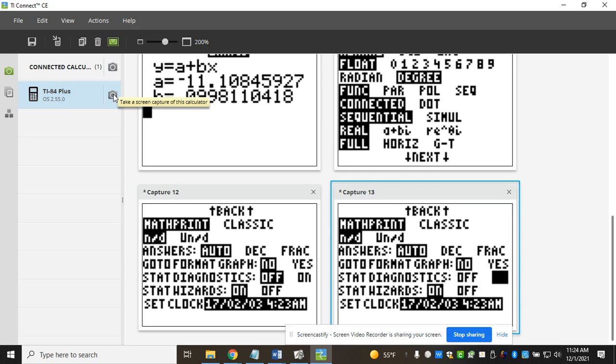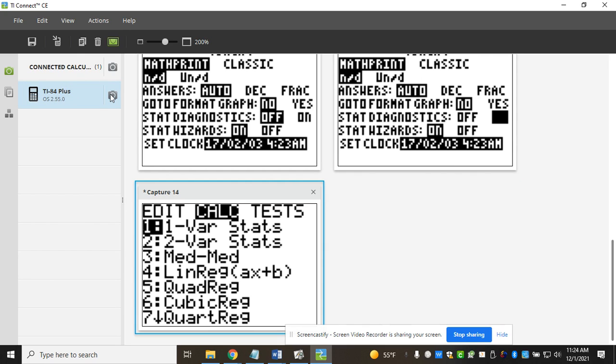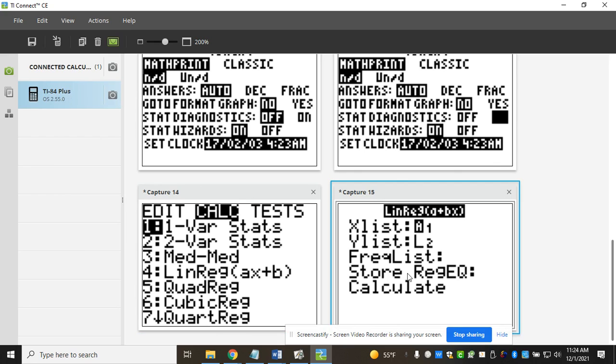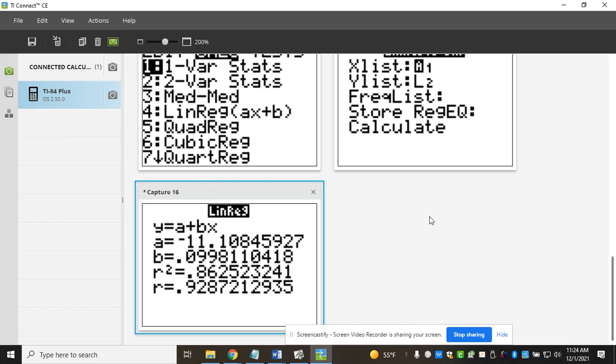I'm going to go back and do the exact same thing I just did. Go to stat, go down to 8, click the exact same buttons I just clicked, and now I have more information. Now I should also have an R squared and an R. So let's start with just using what's written on there for our paper.